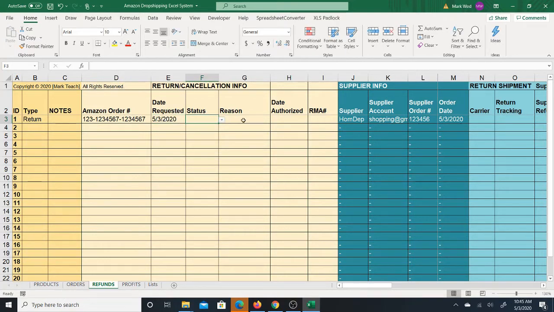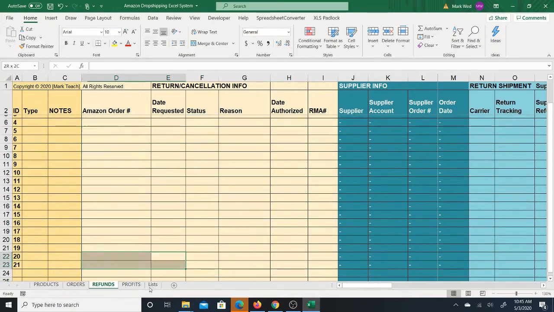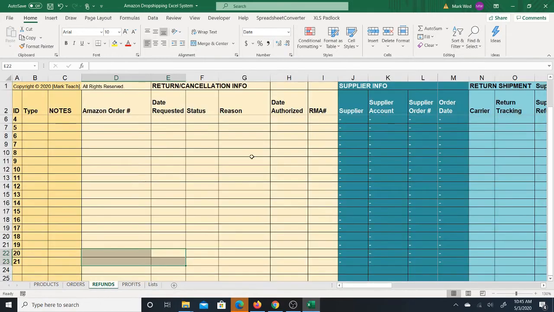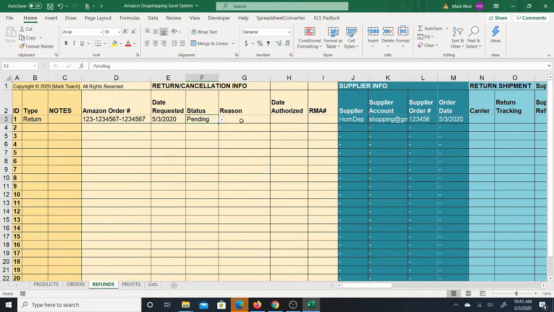Status means where does the return stand at the moment. I'm going to select pending. Again, you can create more options. By the time you get this file, I might have different, additional options here besides just pending or completed, but that's how I have it right now. I'll probably keep it that way. So it's basically pending or it's completed.